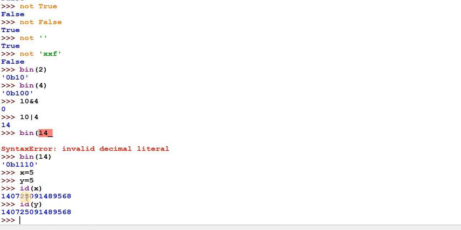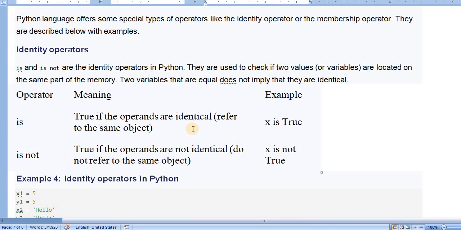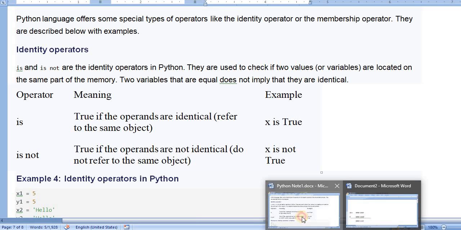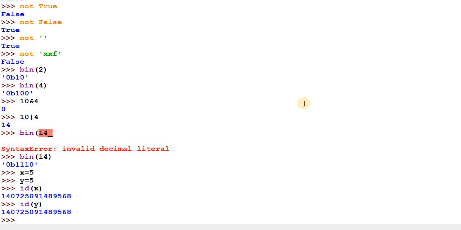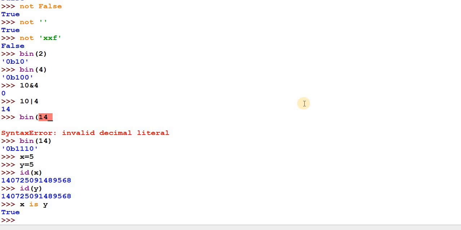Look here, the location of both variables is the same, because 5 is located in memory and x and y both point to the same location. So the meaning of this is that is returns true if the operands are identical, meaning referring to the same object. If the variables point to the same memory location, it returns true. So x is y returns true because both variables point to the same memory location.